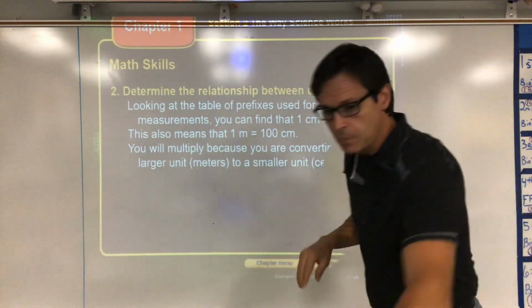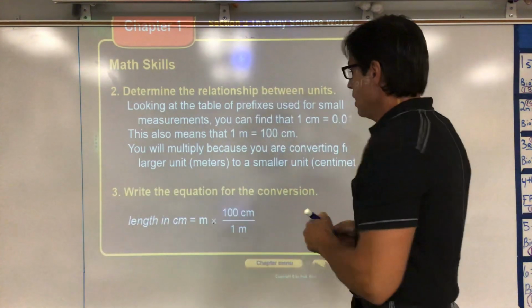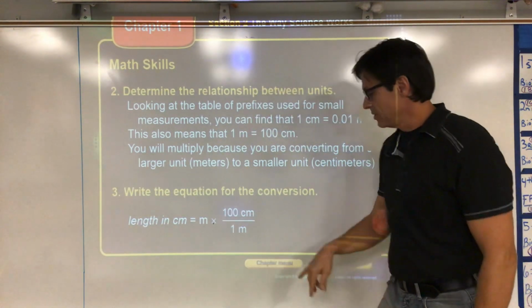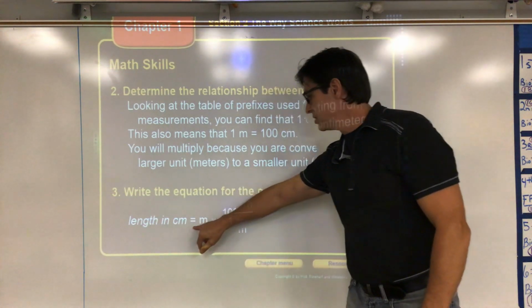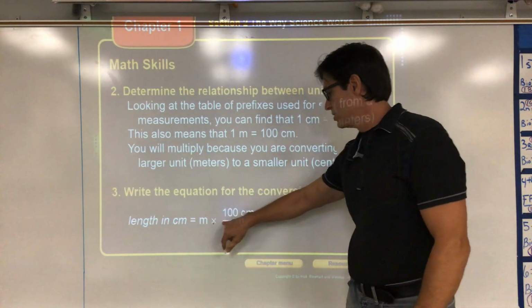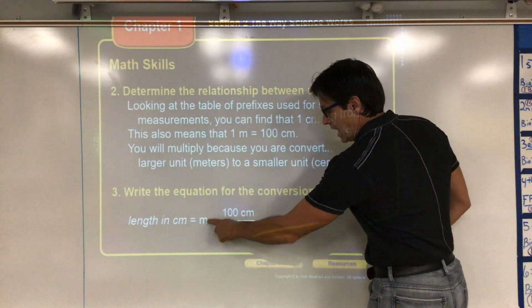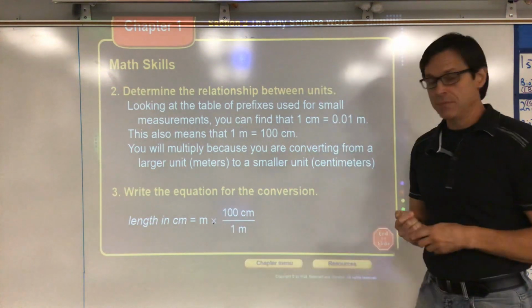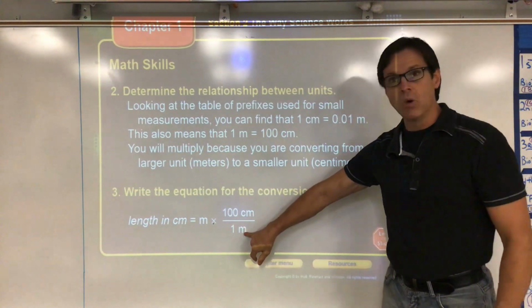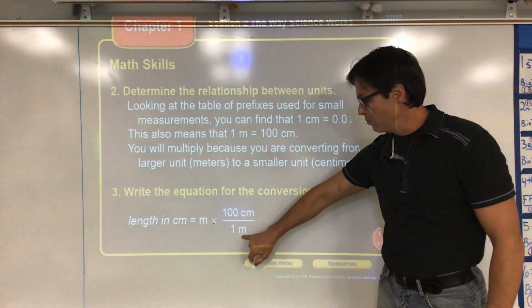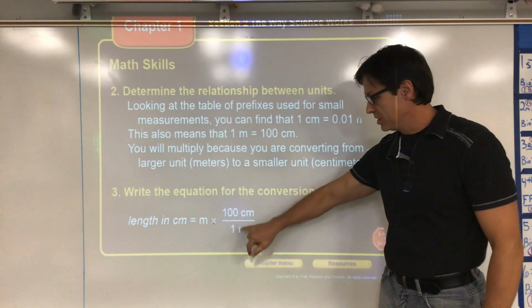All right, so what it's basically saying here is the length in centimeters is equal to meters times 100 over 1. That's saying 1 meter is equal to 100 centimeters, or 100 centimeters over 1. That's the right ratio: 1 meter equals 100 of these, and 100 of these equals 1 of these.